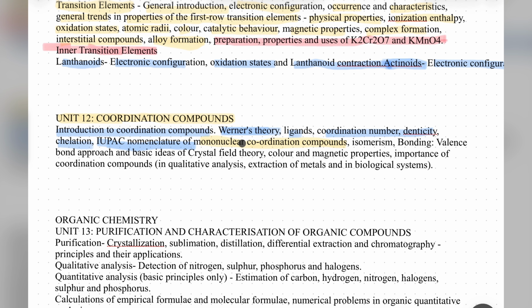See, coordination compounds, mononuclear, their nomenclature, their isomerism, bonding, valence bond approach, right? Basic ideas of crystal field theory. This is also important. And color properties, magnetic properties. This is common, right? Importance of coordination compounds: qualitative analysis, which is practical chemistry, extraction of metals, and the biological system. That is magnesium, right? Calcium, EDTA, such type of complex compounds.